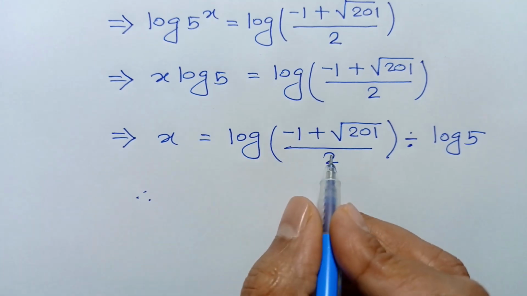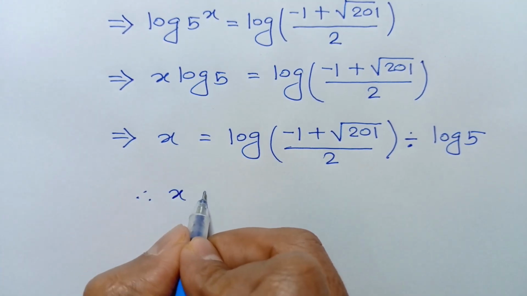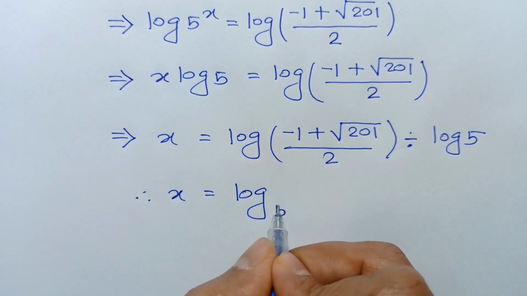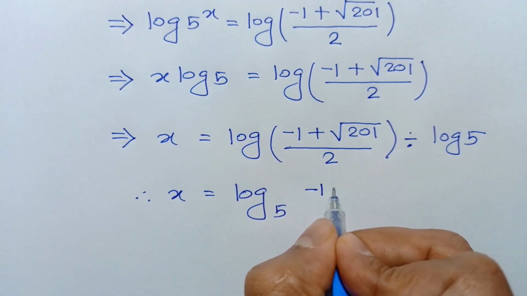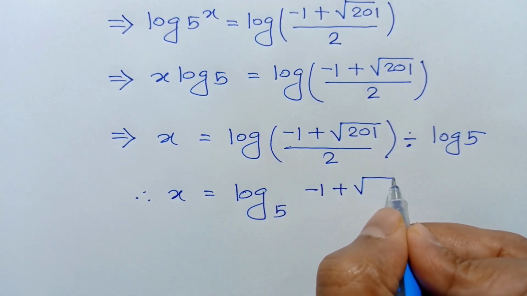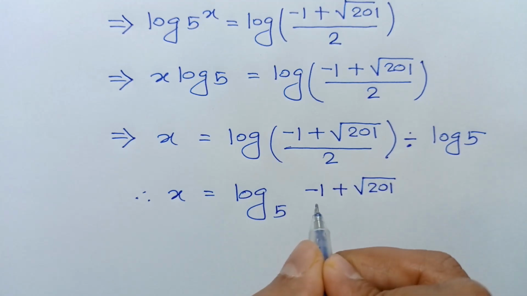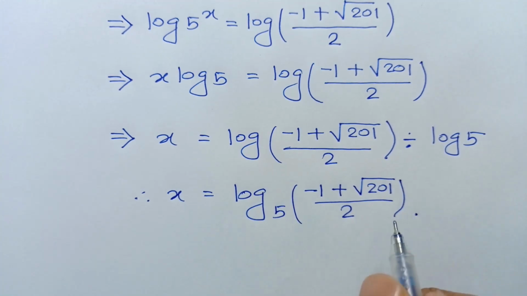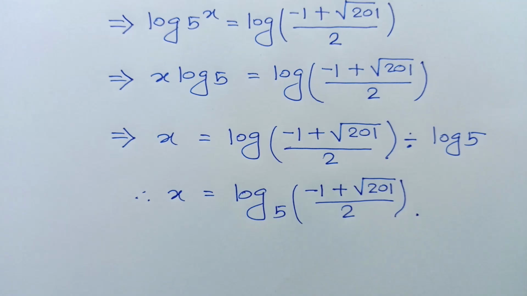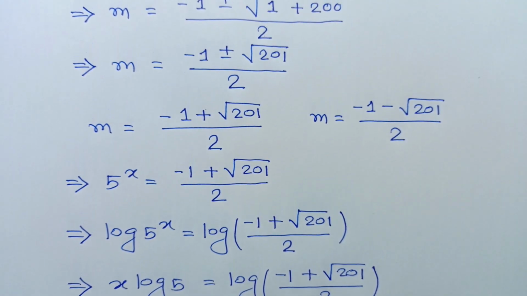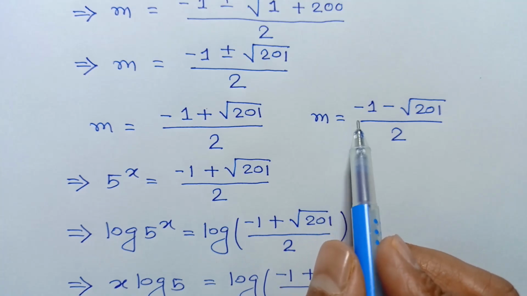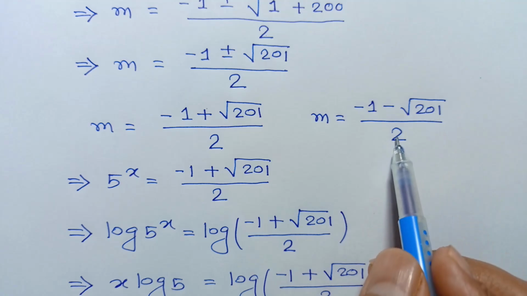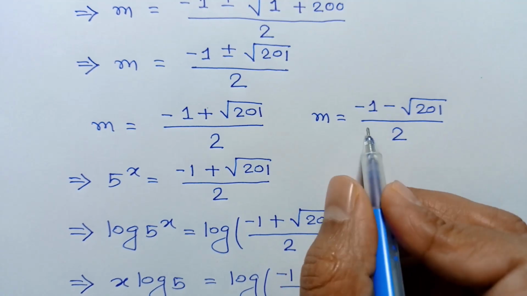Now this can be written as x is equal to log base 5 of negative 1 plus square root of 201 over 2. So this is one solution, and for the second case, m is equal to negative 1 minus square root of 201 over 2.